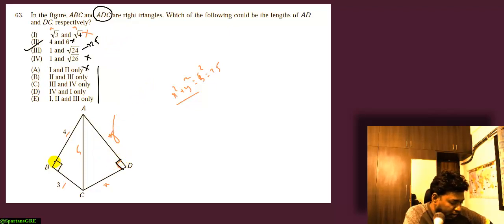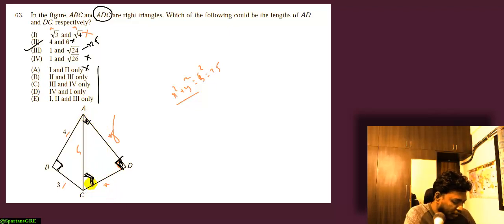They didn't draw this right angle symbol, right? So now what I can assume is my triangle can be right angled at D, or it can be right angled at C as well, or it can be right angled at A also, right? So I'll suppose my right angle is here.